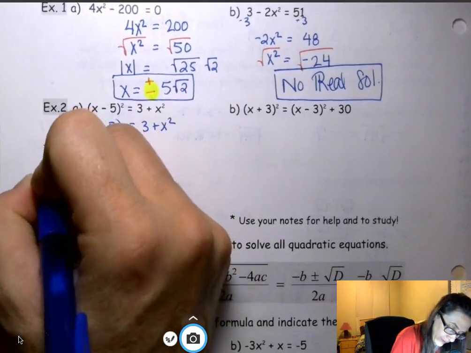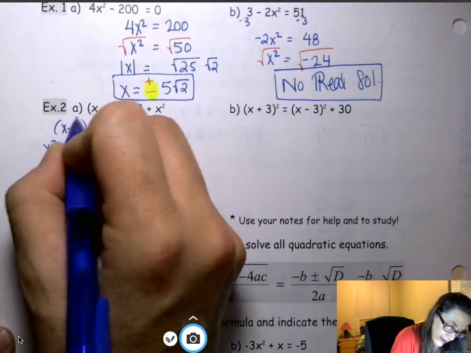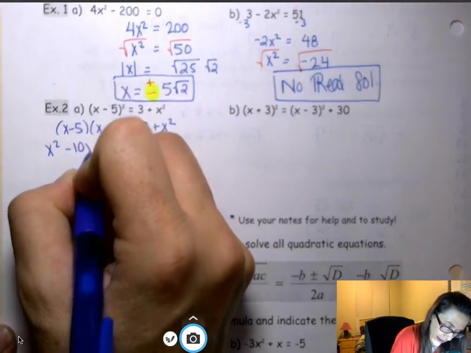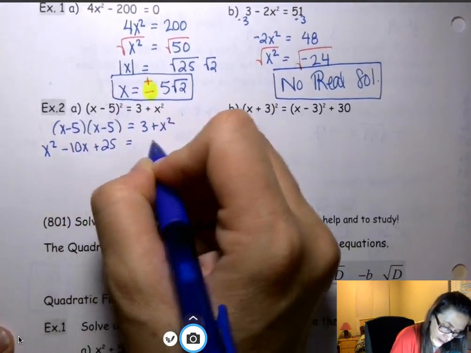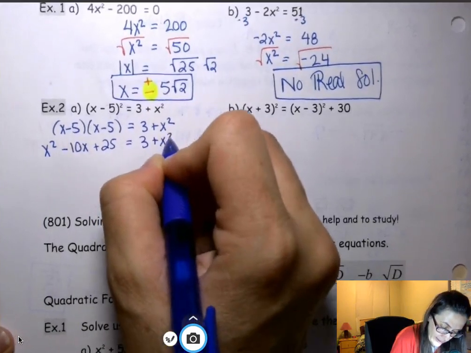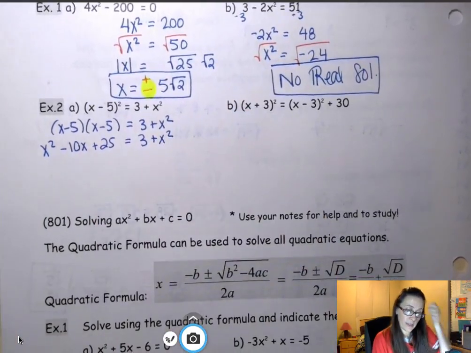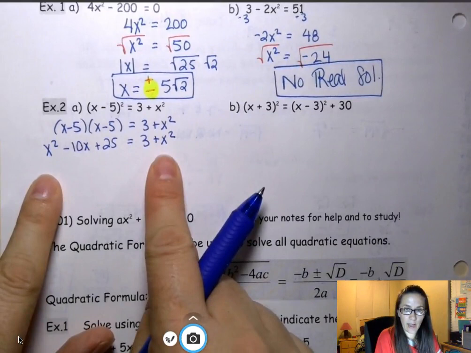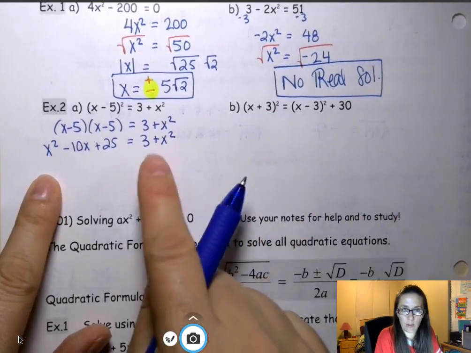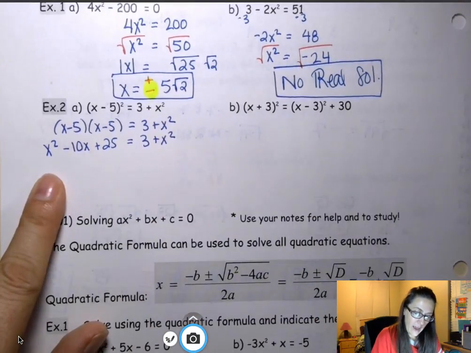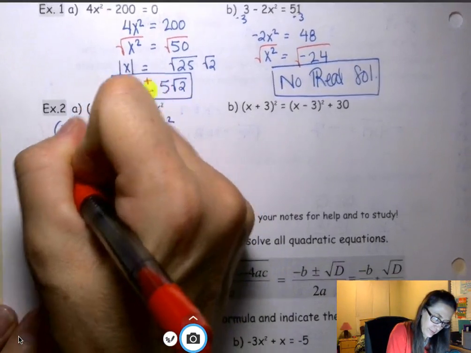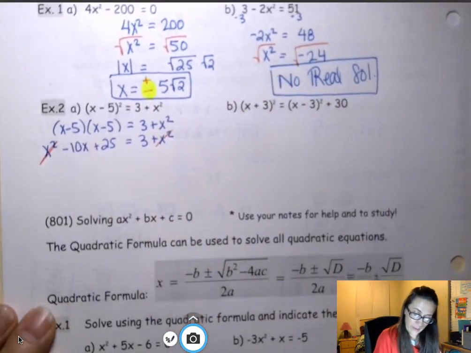x squared minus 5x minus 5x will be minus 10x. Negative times negative is plus 25, equals 3 plus x squared. Now what becomes really nice about this is you have an x squared on both sides, which means if you subtract it, it's going away. So subtract x squared on both sides. That will cancel, or subtract out.